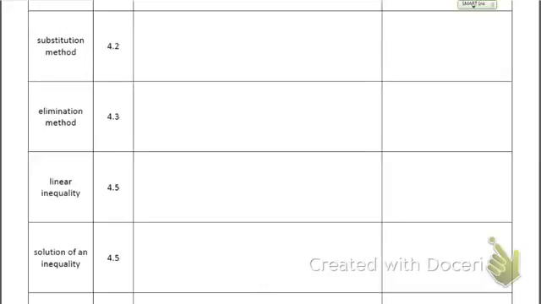So let me give you the definition. The substitution method is when you solve a system. So you will be solving a system by substituting one value for another.